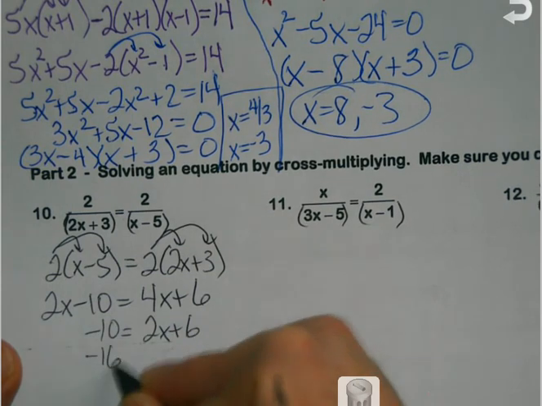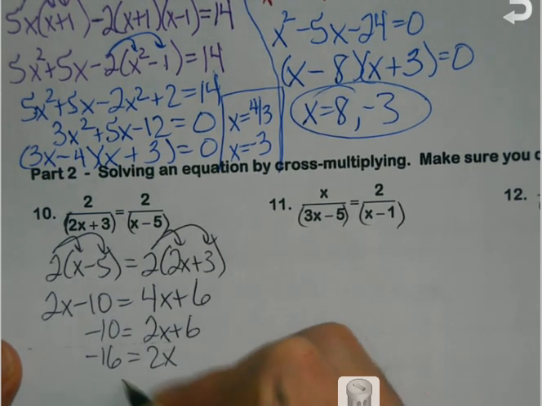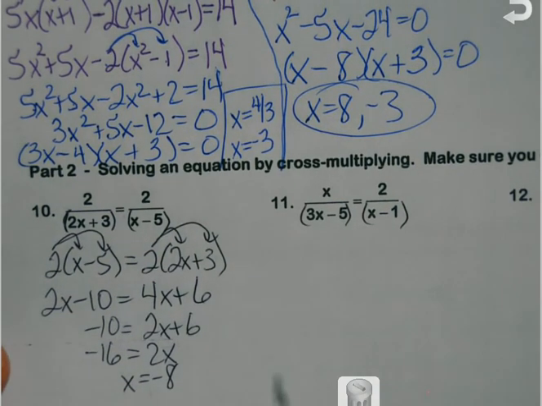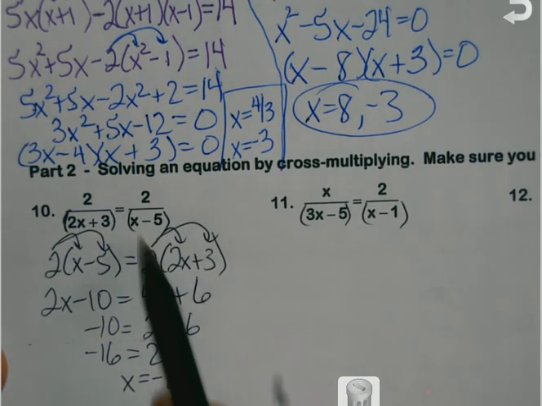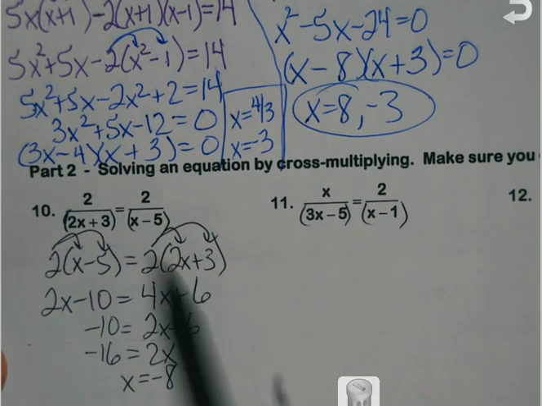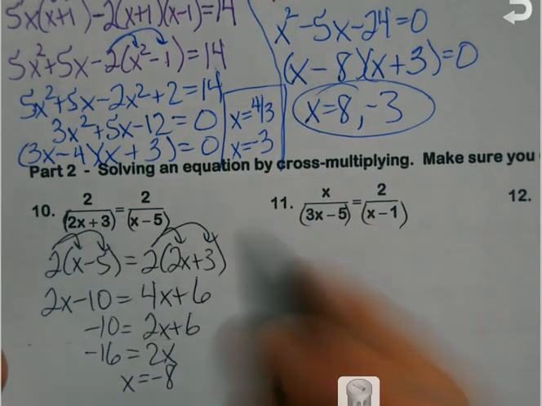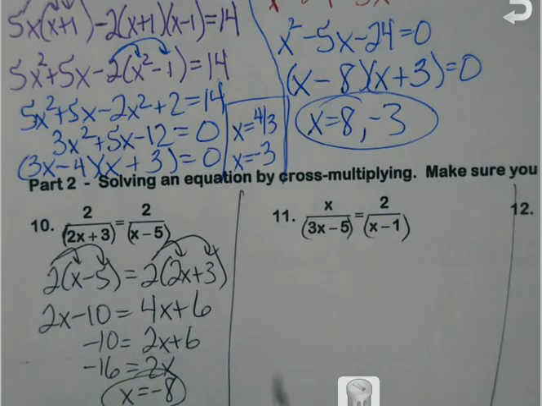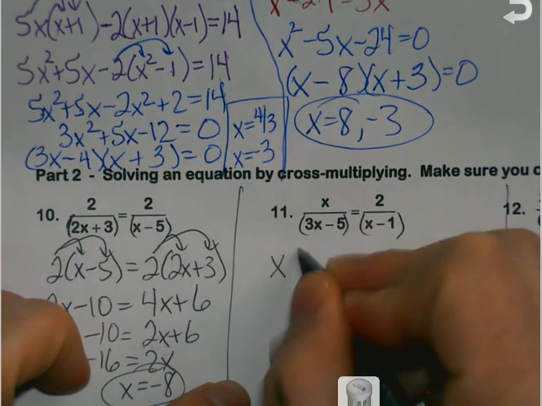Minus the 6. But still make sure, you know, does it cause a problem in my denominator? Negative 8 minus 5 isn't 0. Negative 16 plus 3 isn't 0. So that's okay. So then our last one. Some of you are like, thank God. Okay.